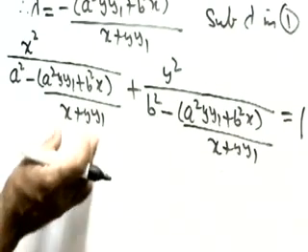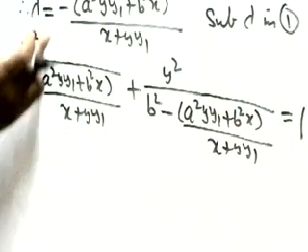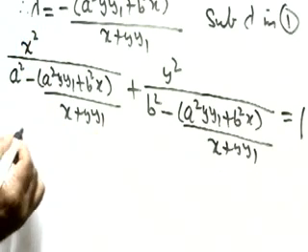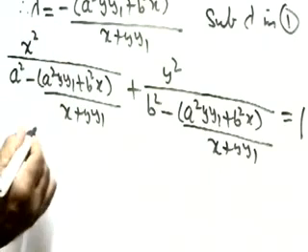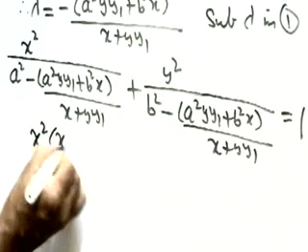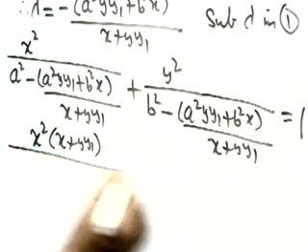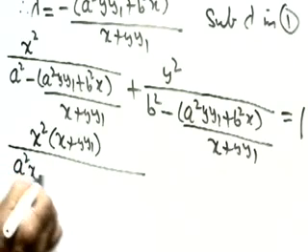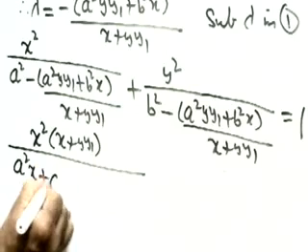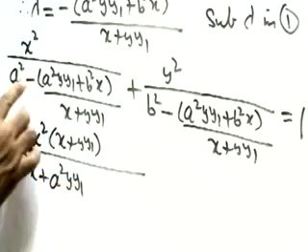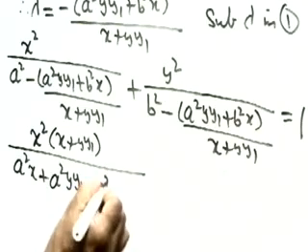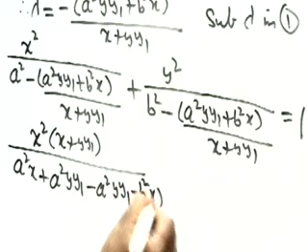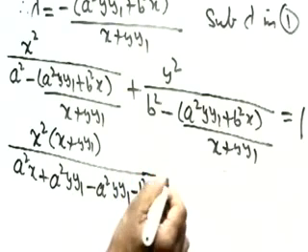Now let me solve a little. If we take LCM, this will get multiplied with a square into x and this will come in the numerator like this. You see here, x square into x plus y1 divided by, now multiply this with a square into x, a square x plus a square y1, minus a square y1, minus b square x.